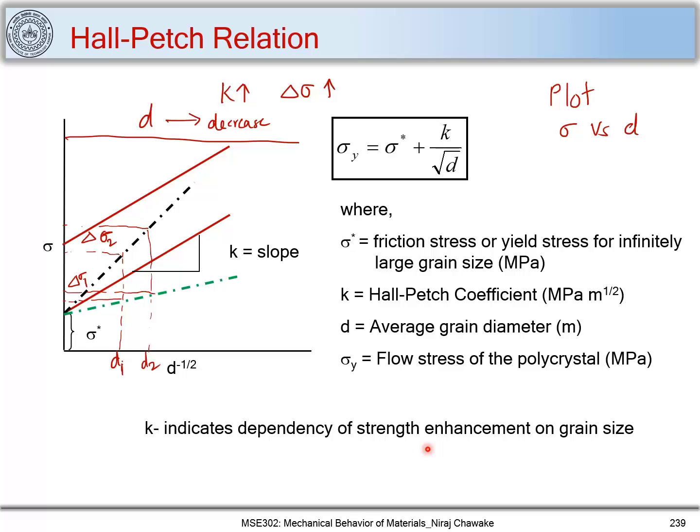Now let's look at the case where k remains the same, but sigma star increases. That means you get more inherent strengthening, and sigma star indicates the intrinsic resistance to dislocation motion. So if I have more sigma star, I will have more strengthening. If you want to increase the strength of a material, you have to increase the intrinsic resistance, and you should have higher values of K. Now let's move on.